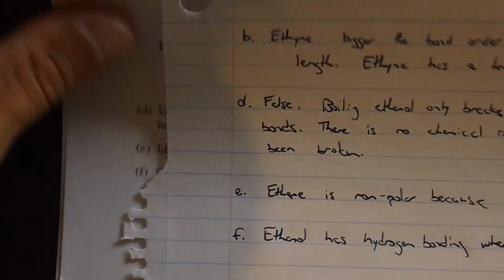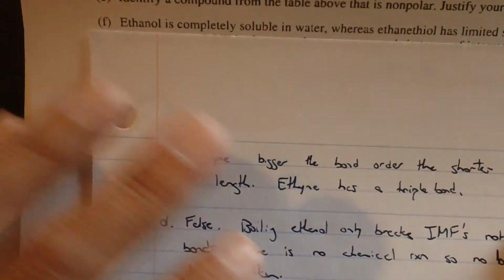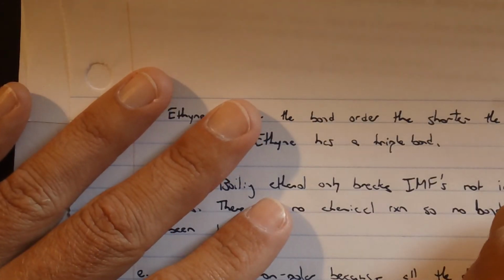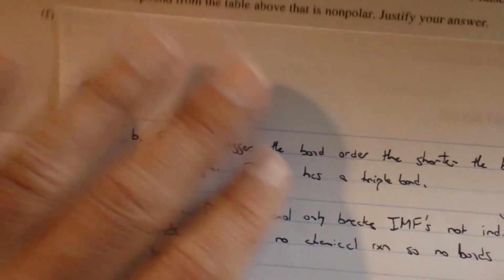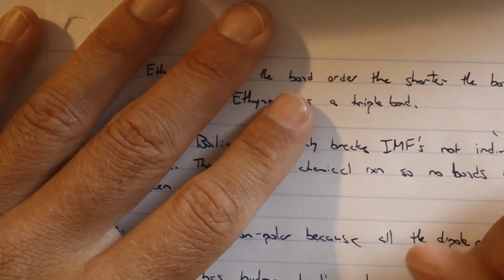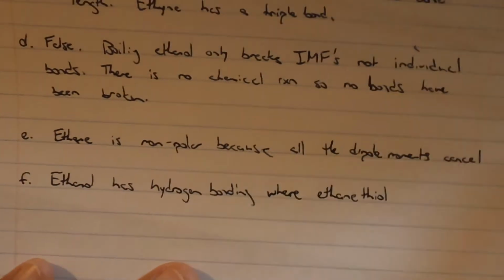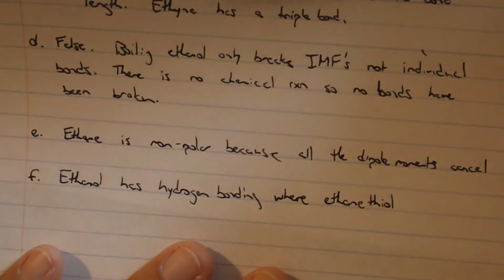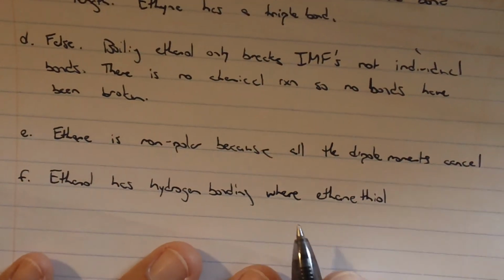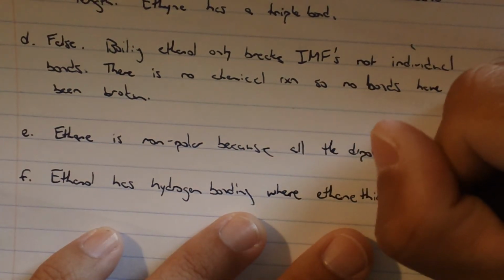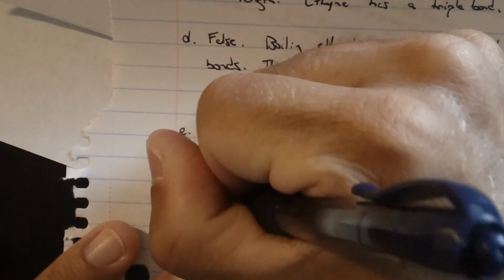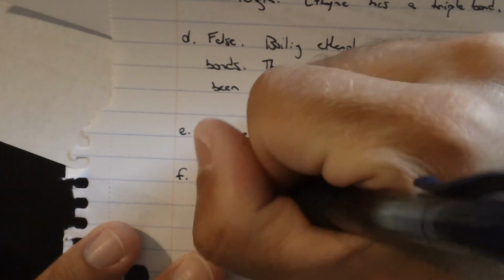Where I gotta try to spell this other one right. Ethane thiol. I probably spelled it wrong. That'd be funny, huh? If I said I'm gonna spell this right and I spelled it wrong. I'm not looking. I'm just gonna assume I spelled it right. Ethanol has hydrogen bonding, where this other guy only has dipole forces.